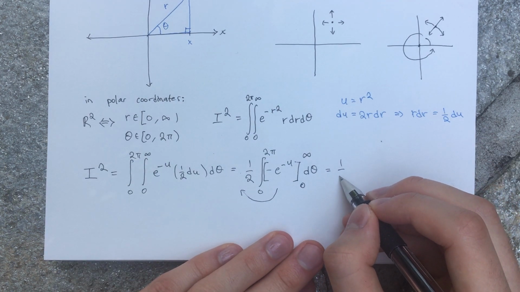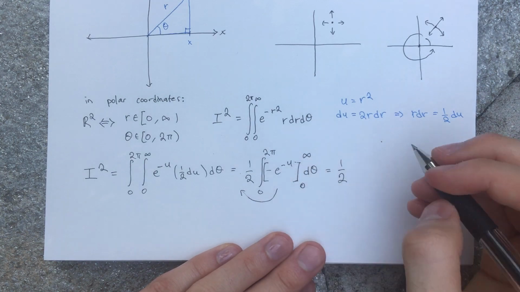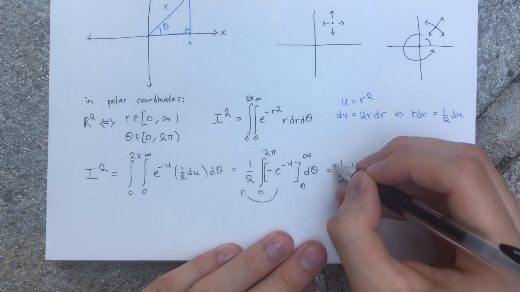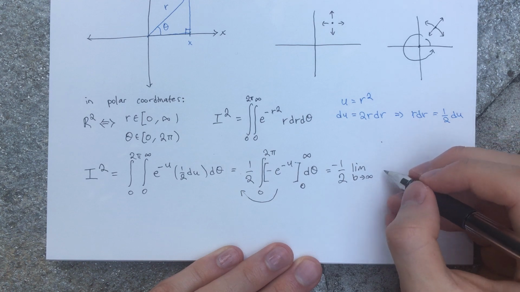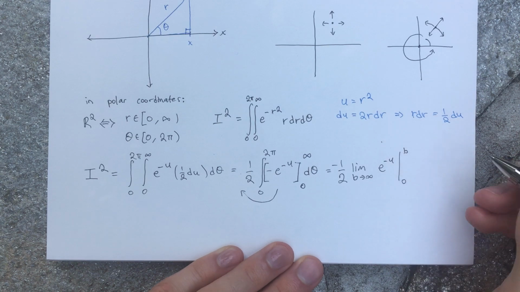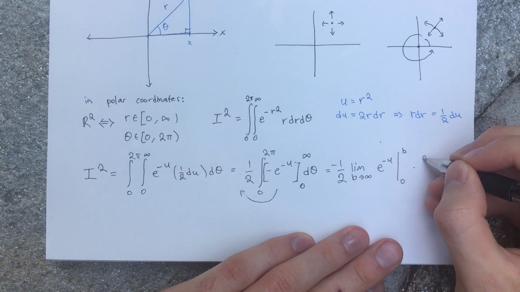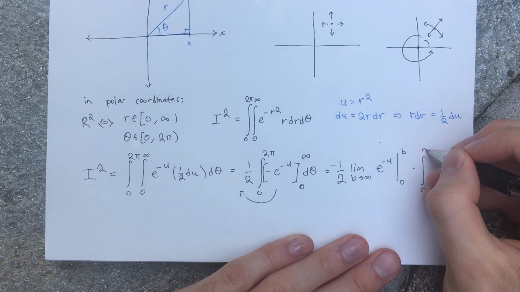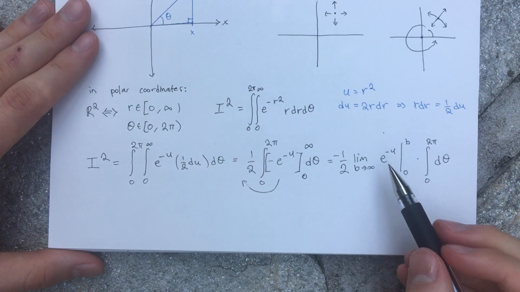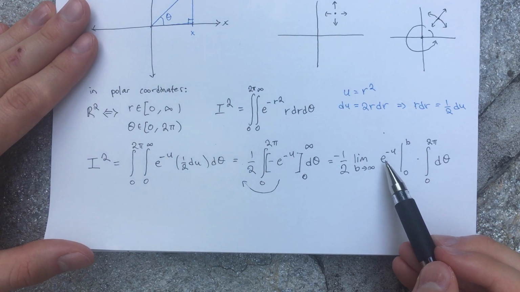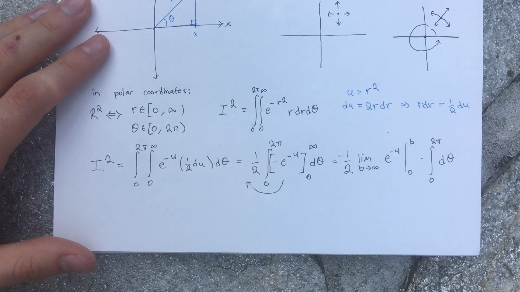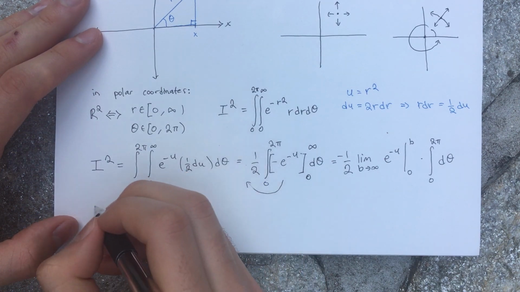We have 1/2. Oh, and this should be a limit. So limit as b approaches infinity. I'll pull the negative outside here, this negative here. Here we have e to the minus u. We have b to 0. And then we have times the integral 0 to 2 pi d theta. And we're almost done. The limit of e to the minus u as b approaches infinity, well, that's just going to be 1. So we can plug that in.